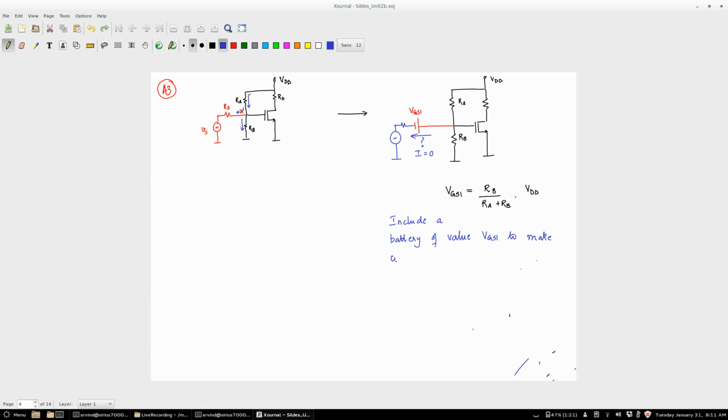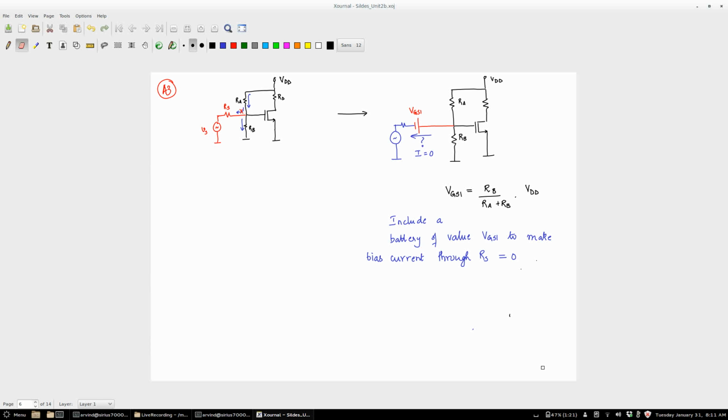So what I have basically said is, if you include a battery here, of value VGS1, to make the bias current through the bias resistors equal to 0. Okay, has this solved the problem?